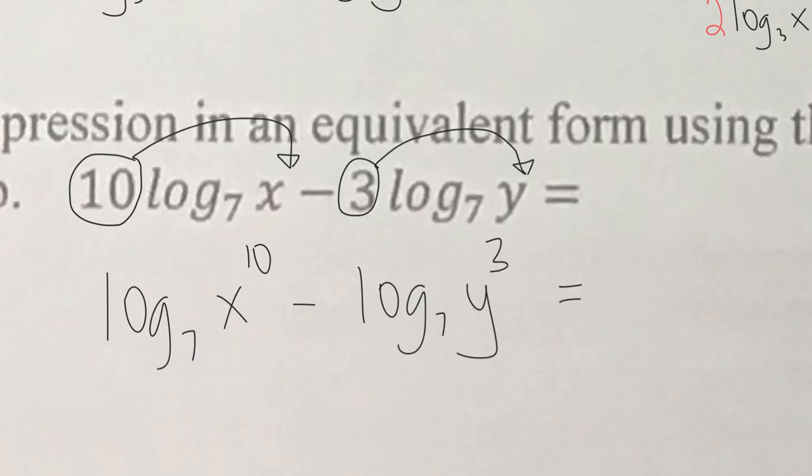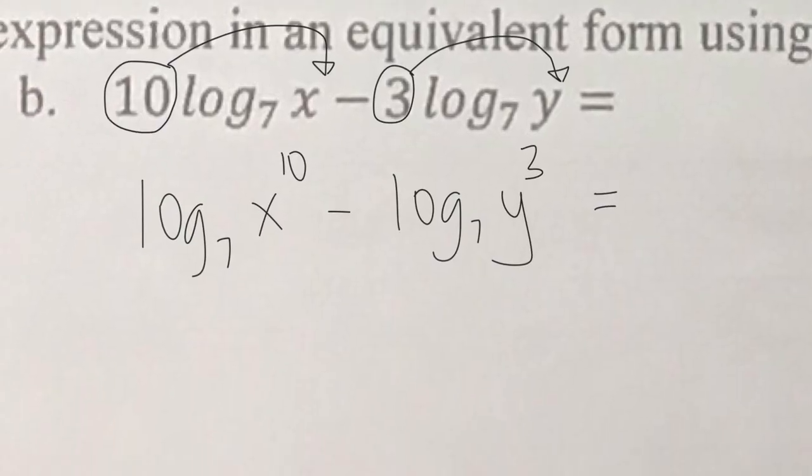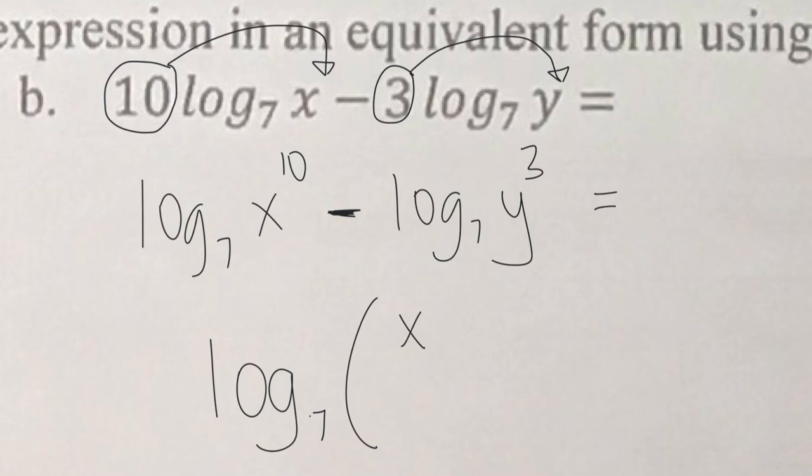Okay, that's the first thing, is to change your multiplication, right, your scalar in front of the log to be a power of whatever your argument is. And now we're going to change subtraction into division. So this is log base 7 of x to the 10th over y cubed. And that would be your final equivalent expression.